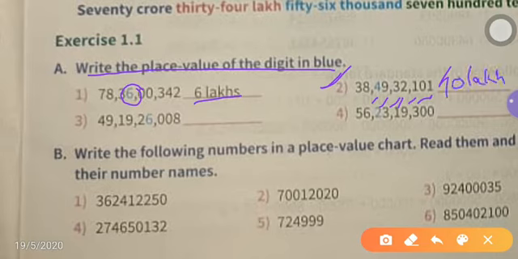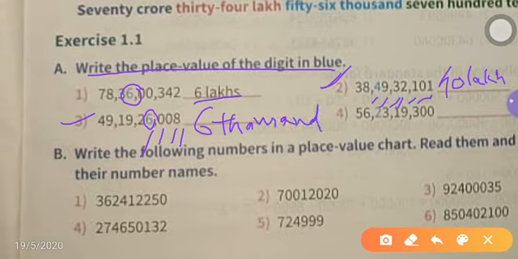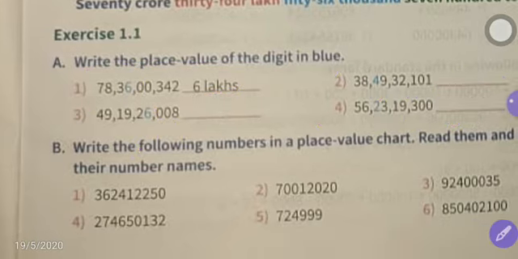In the third number, we have to find the place value of 6, which is in blue color. Counting 1, 10, 100, 1000, 6 is in the thousands place, so 6 into 1000, that means 6000. In the fourth number, counting from that side ones, tens, hundreds, thousands, ten thousands, lakh, ten lakh, 2 is in the ten lakhs place, so 2 into 10 lakh, that means 20 lakh. Next, what is given?